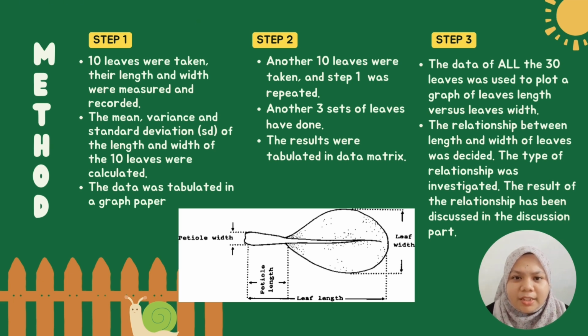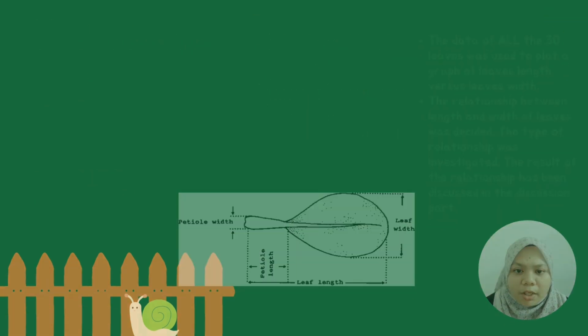The last step is the data of all the 30 leaves was used to plot a graph of leaf length versus leaf width. The relationship between length and width of the leaf was determined. The type of relationship was investigated, then the result of the relationship has been discussed in the discussion part.